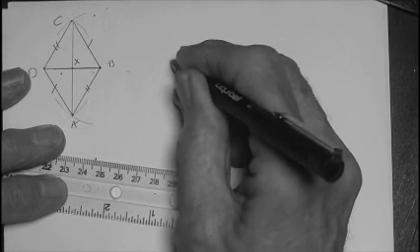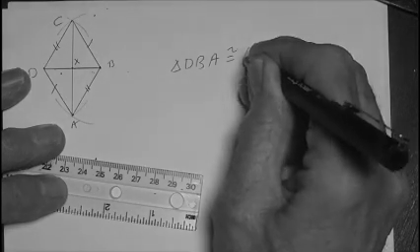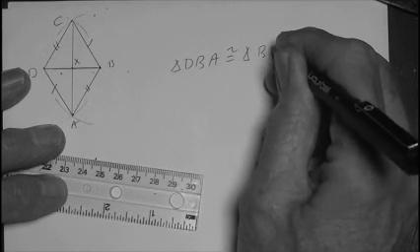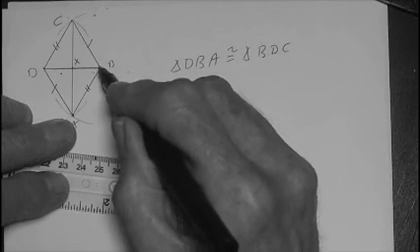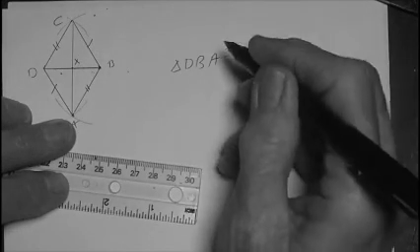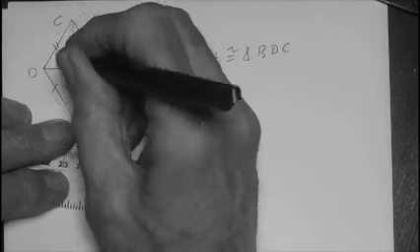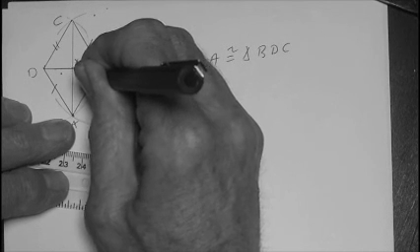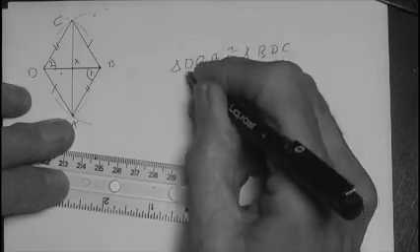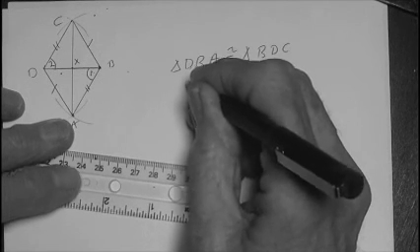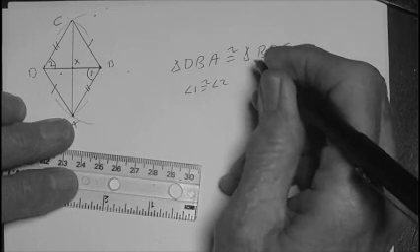So what I can show you fairly quickly is triangle DBA would be congruent to triangle BDC. Now if that's true, all their corresponding parts must be equal. This angle here and this angle here would be corresponding parts of these two triangles, so they would be equal to each other. Corresponding parts of congruent triangles are congruent. So angle 1 would be congruent to angle 2. Good.